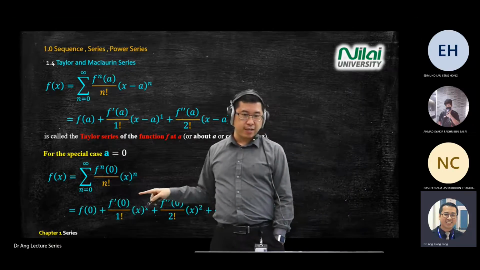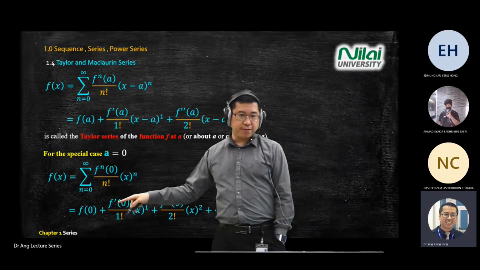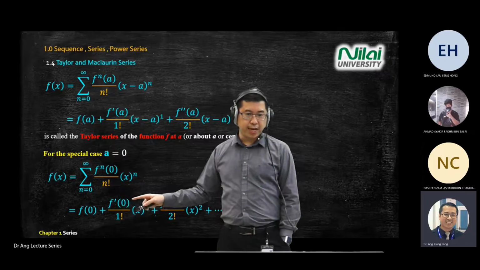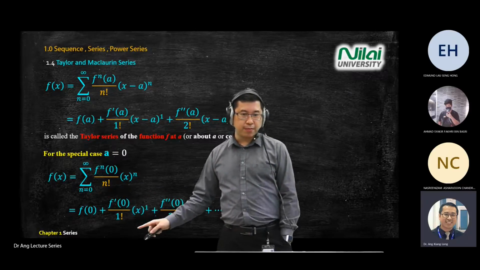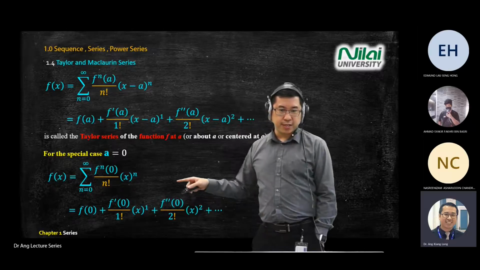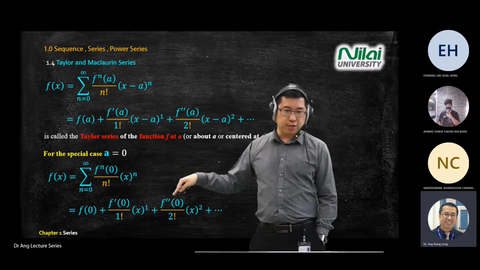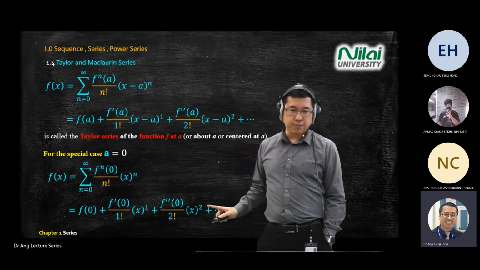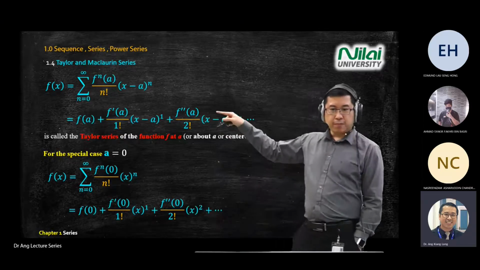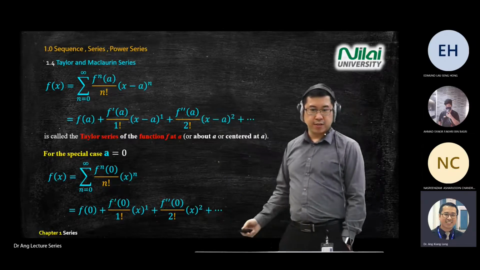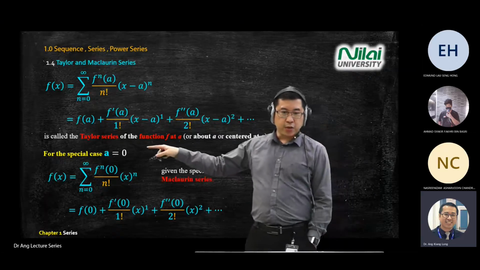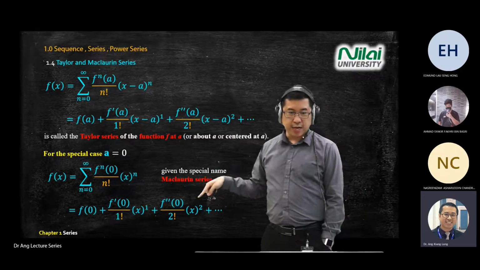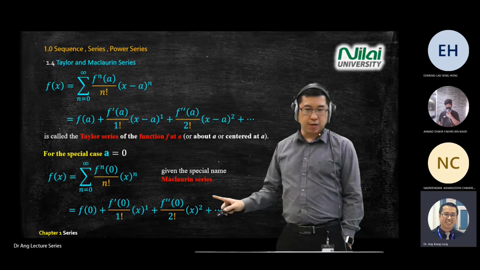So the first one, you will get f(0). Second one, differentiate one time, f'(0) over 1 factorial, times x to the power 1, plus double differentiation, f''(0) divided by 2 factorial, times x power 2, and so on. Above, this is the Taylor series. When your a equals 0, another name is given to this series, called the Maclaurin series.